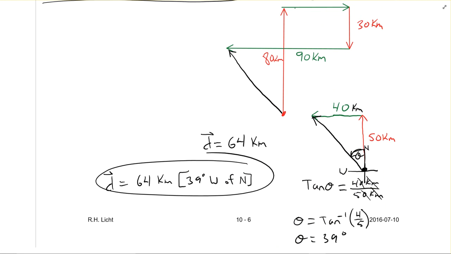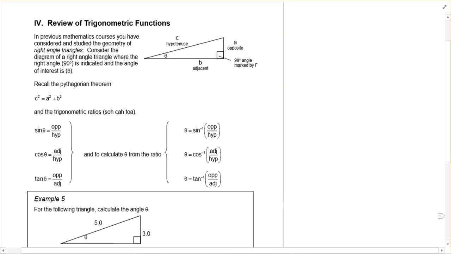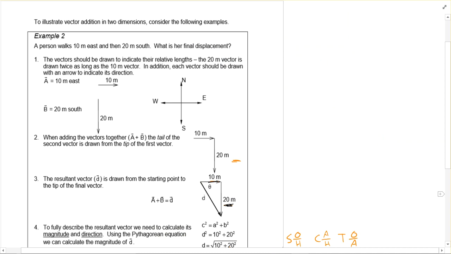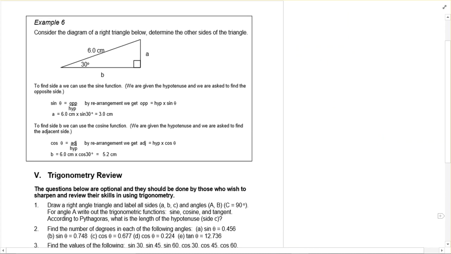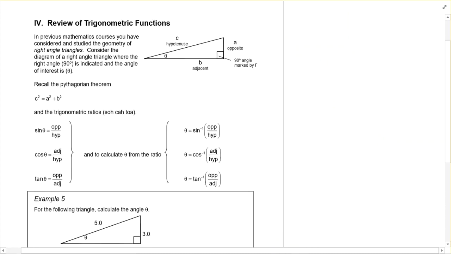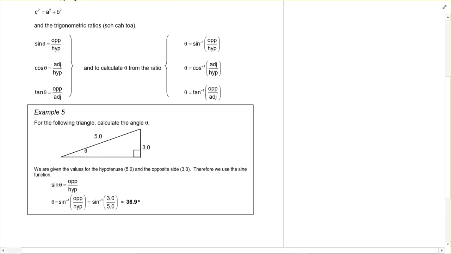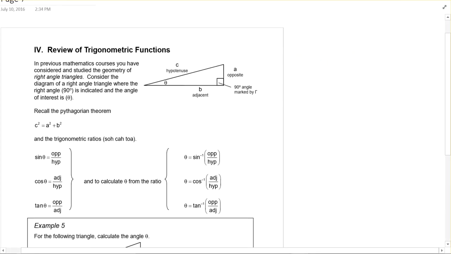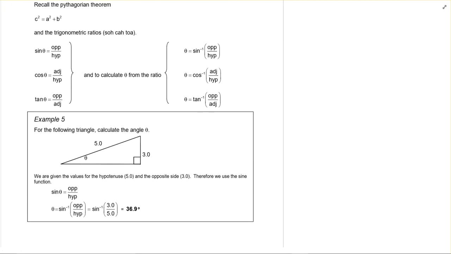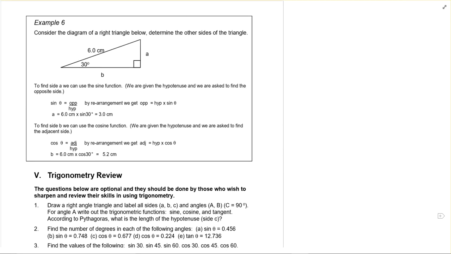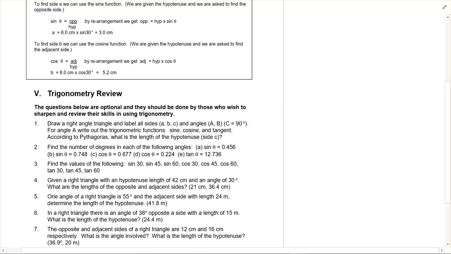So I'm going to end that video there. I'd like you guys to go ahead and do this review of trigonometric functions. This is all review, but you will need to be doing trigonometry here. So however you've been doing trigonometry, keep doing it. If you're using SOHCAHTOA, that's great. If you're using these ratios, which are really the same thing, just a different way of writing it, do that. And then do this trigonometry review.